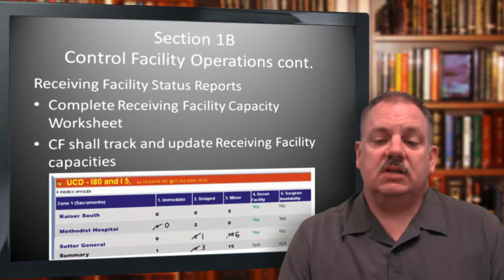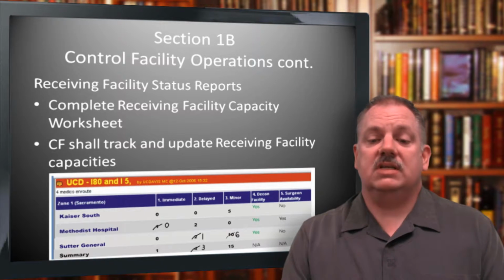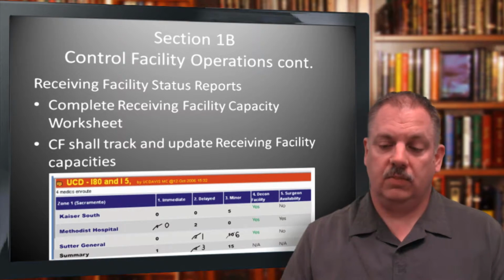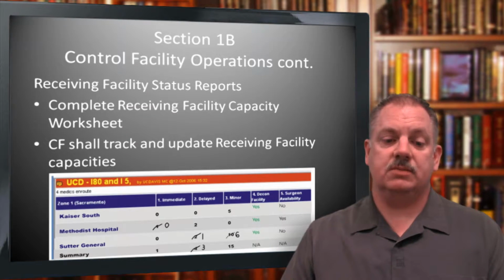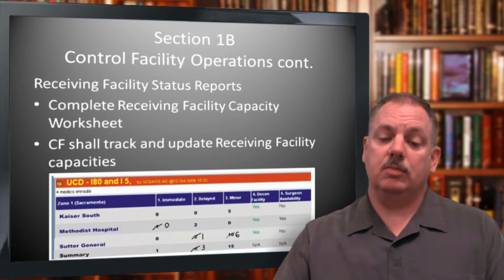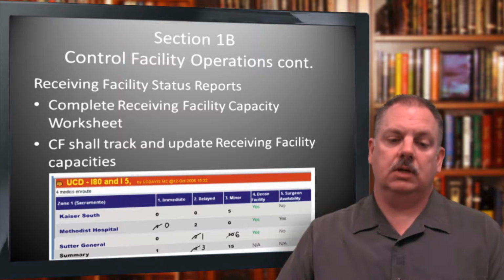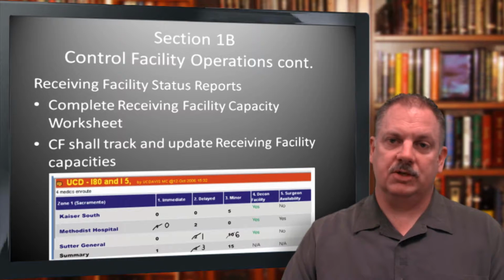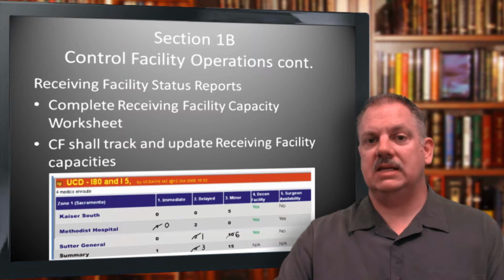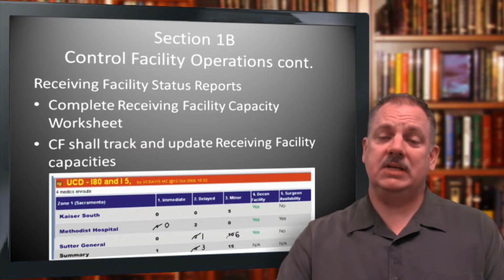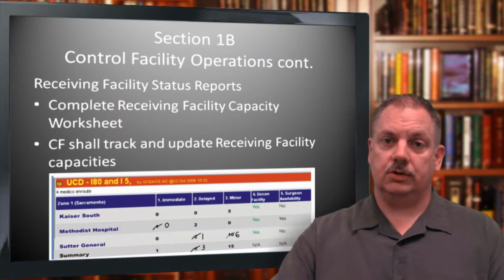So the receiving facility status reports, they complete when they get the alert from EM Resource that there's an MCI event, and they report how many immediate, delayed, and minor patients they can handle. There are some criteria for each of these patients I'll get to a little bit later on, but they load that into EM Resource so the control facility can see how many patients that receiving facility can take. That needs to be done within 5 minutes of the initial alert.